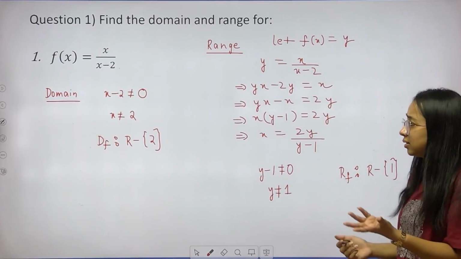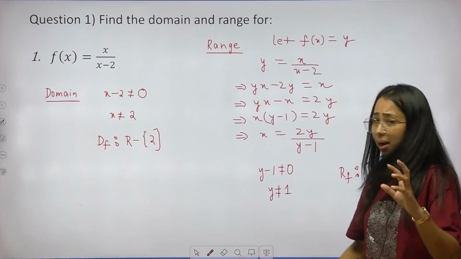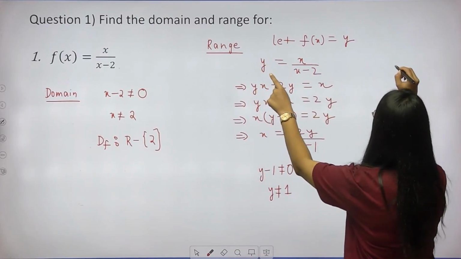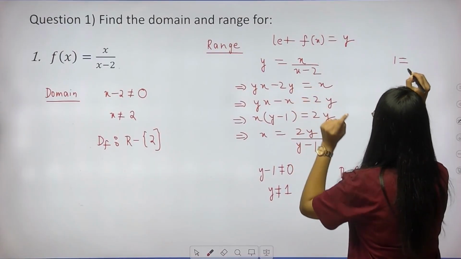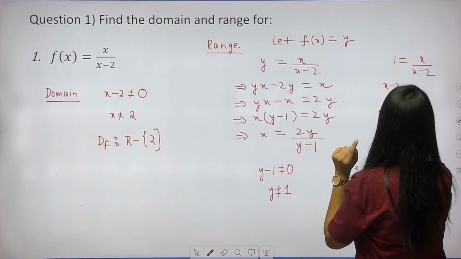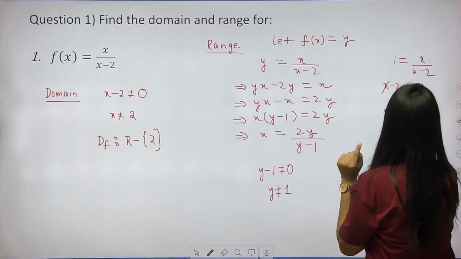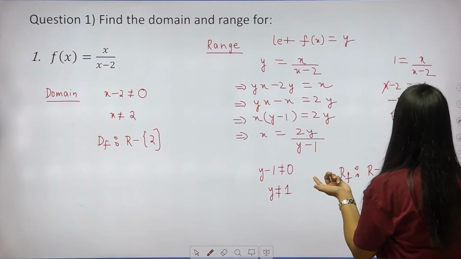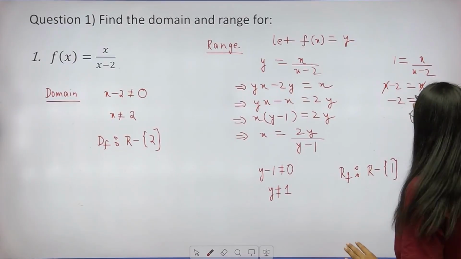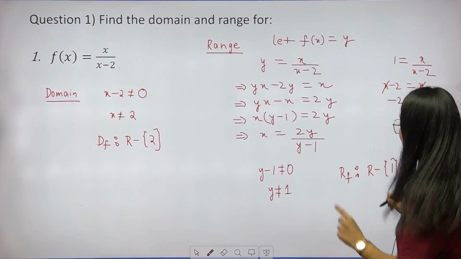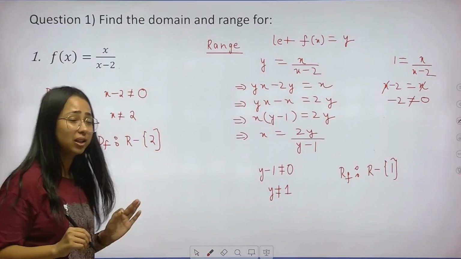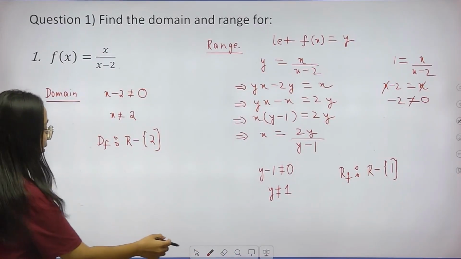Let's see. Let's take a counter example and let's put the output as 1. Okay. So in case of y, let's put 1. So here 1 will be equal to x over x minus 2. So x minus 2 will be equal to x. Clearly, x minus 2 is equal to x means minus 2 is equal to 0. Is minus 2 equal to 0? No, not at all. So clearly we can say that y, or the output value, cannot be equal to 1 at all. Okay, I hope this is clear.